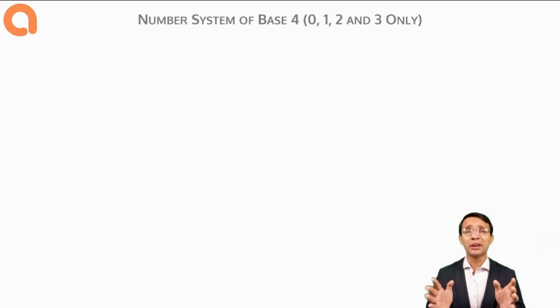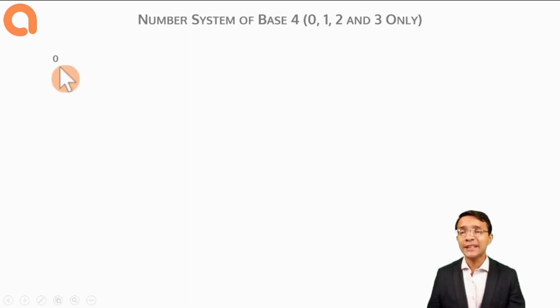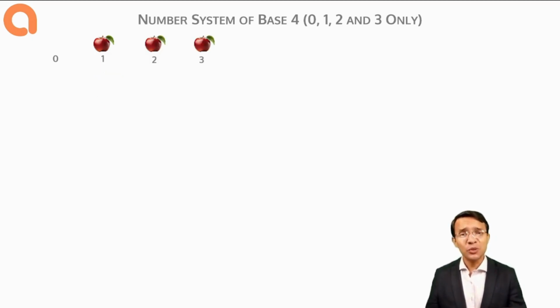Now, for the sake of illustration, pardon me to be a bit rude and take away all the numerals of the number system after 3. So we are now left with 4 numerals, that is 0, 1, 2 and 3. Can we still count everything with just 4 numerals? Let's try out. When we have no apples, we can again say that we have 0 apples. We can denote 1 apple like this, 2 apples and 3 apples.